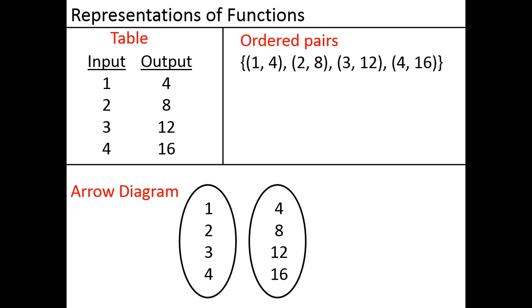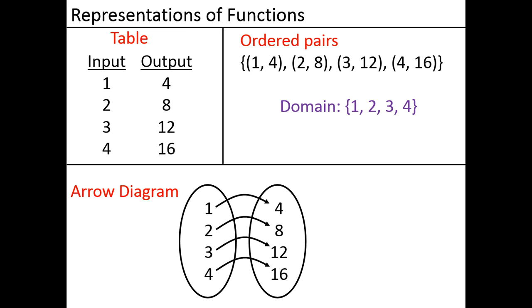The arrow part of arrow diagram shows us how each input leads to an output. So 1 leads to an output of 4. An input of 2 leads to an output of 8. An input of 3 leads to an output of 12, and so on. So the arrow diagram is showing us how an input leads to an output.